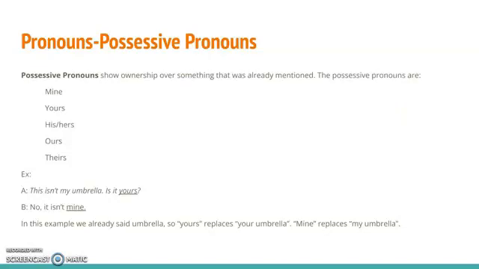The next one is a possessive pronoun, and these are similar to our possessive adjectives, but they take the place of those possessive adjectives. So it shows ownership over something that was already mentioned. And these are mine, yours, his, hers, ours, and theirs. So my example would be, this isn't my umbrella. Is it yours? No, it isn't mine. So in this example, we've already said umbrella, right? So instead of saying, this isn't my umbrella, is it your umbrella? you could say, is it yours? And no, it isn't mine would replace my umbrella.